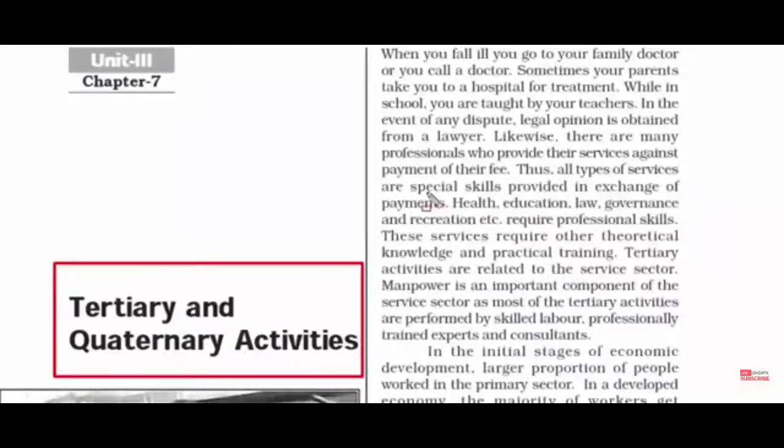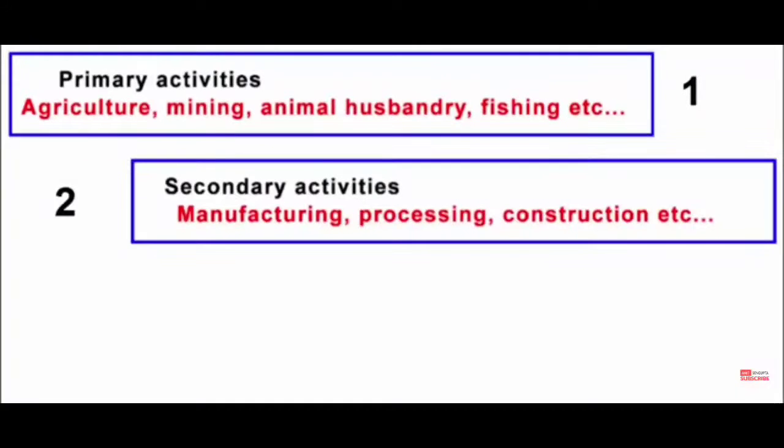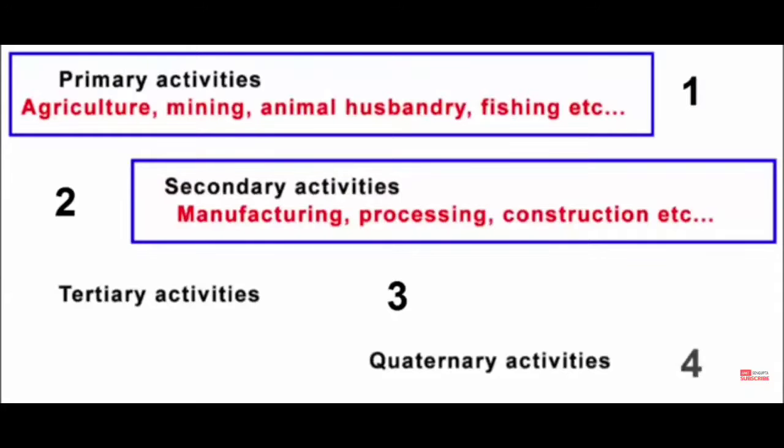activities. Now, when I say this, my direct question is, what is the meaning of the words tertiary and quaternary? Tertiary means third phase. So the first phase of any nation's economy is always primary activities like agriculture, mining, animal husbandry, fishing, etc. And the second phase is industries like manufacturing, processing, and construction, which we call secondary activities. And after that, we have tertiary. And quaternary is the next phase after tertiary, that is the fourth phase.